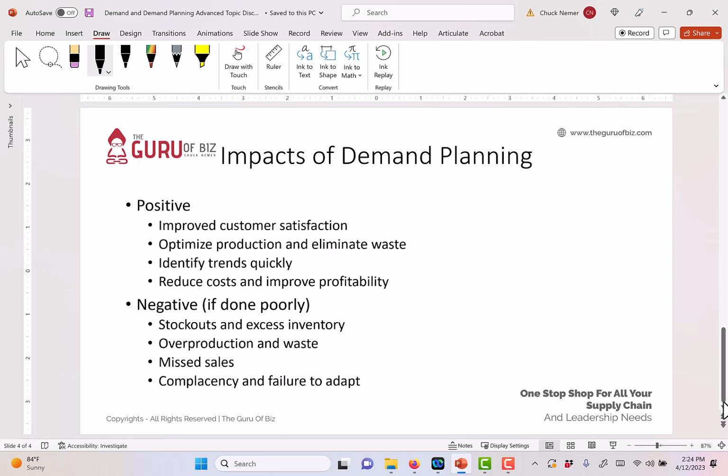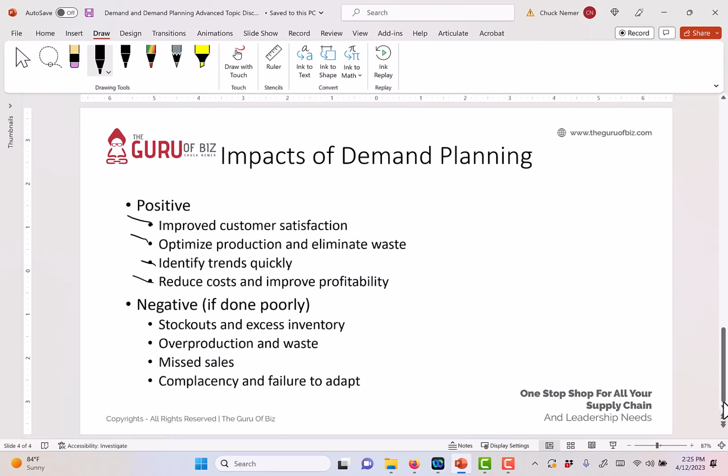consequences. So first off, more accurate demand forecasting and demand planning can improve customer satisfaction by ensuring that products are available when and where they're needed. Secondly, effective demand planning can help companies optimize their production and inventory levels, and that'll reduce waste and improve operational efficiency. Third, under the positive, improved visibility into demand can help companies identify trends and respond more quickly to changing customer needs, gaining a competitive advantage.